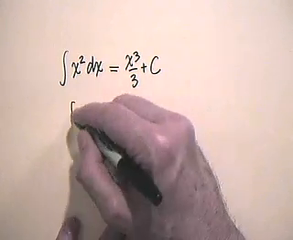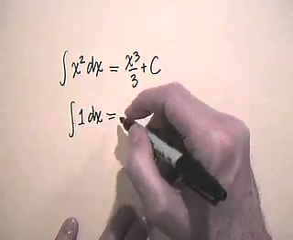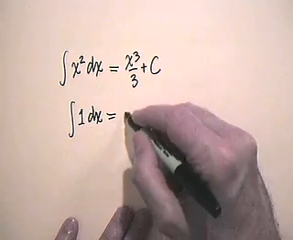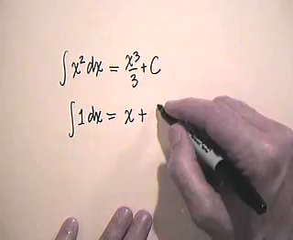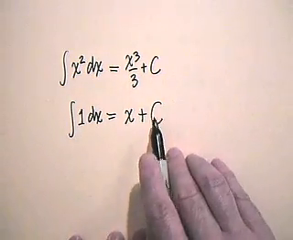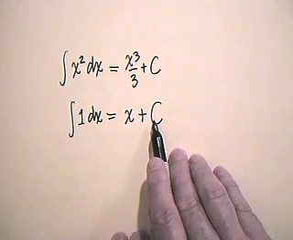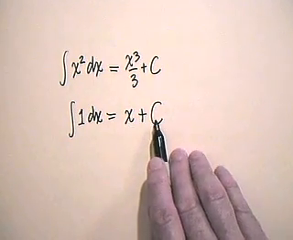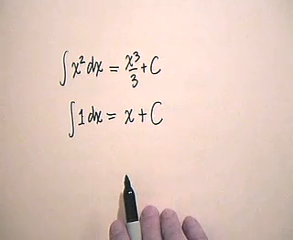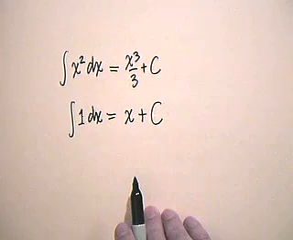If I said the antiderivative of 1 dx, well, an antiderivative of 1 is x. Add the capital C. That stands for all real numbers, so in effect all functions of the form x plus some constant. Any one of them has derivative 1. So that's the way our notation works.